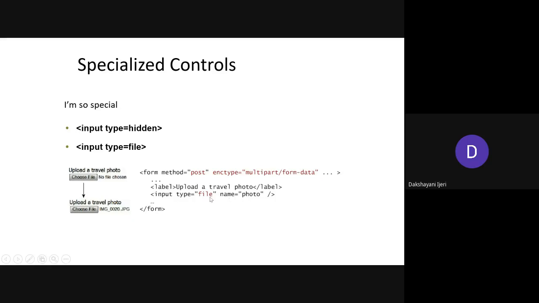This itself is going to create this button. This button is going to be created by default for this input type, and it is going to allow the user to choose the file. The file can be of anything.